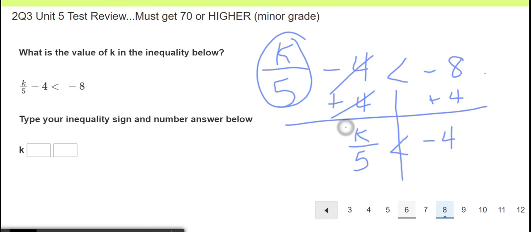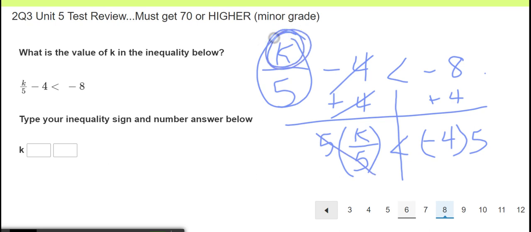Now, the opposite of dividing by 5 is multiplying by 5. So because your variable term is positive and it's on the left side, your symbol is not going to switch or change. And then solve 5 times negative 4.